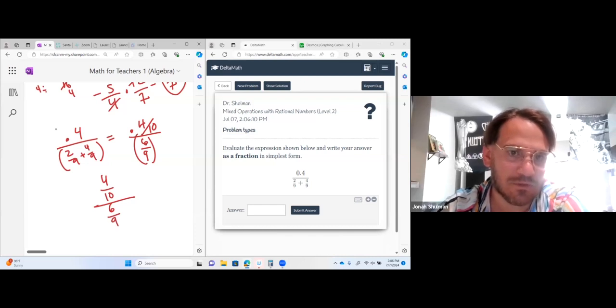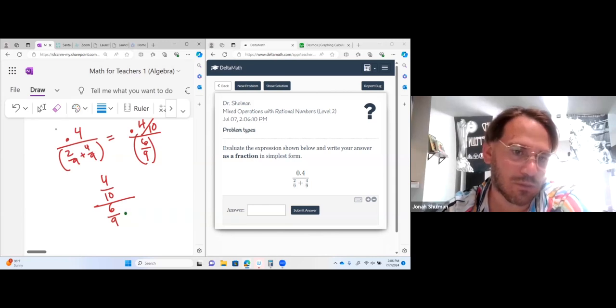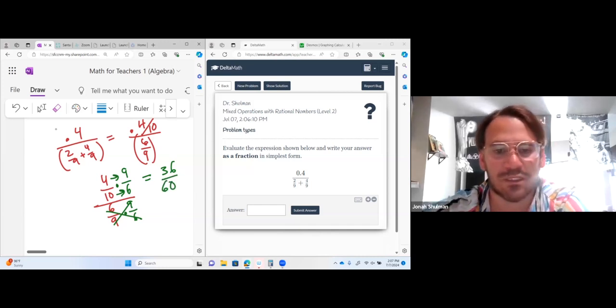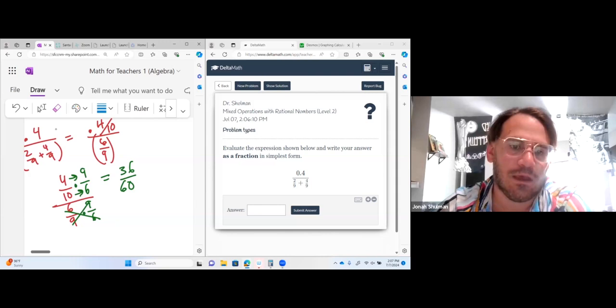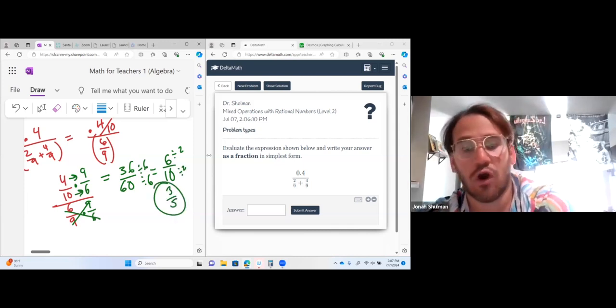So what's the opposite of dividing? I can multiply by the reciprocal. So multiply this by 9/6. 4 times 9 is 36. 10 times 6 is 60. We could have canceled here, but they always wait to the end, so I'm trying to do it like them. I could divide both of these by 6. So 36 divided by 6 is 6. 60 divided by 6 is 10. Oh, we can go further. Divide it by 2. And our final answer is going to be 3/5. Let's see if I did all that math right.